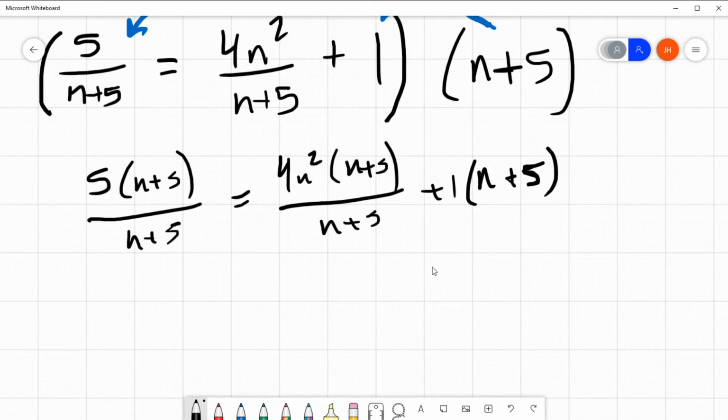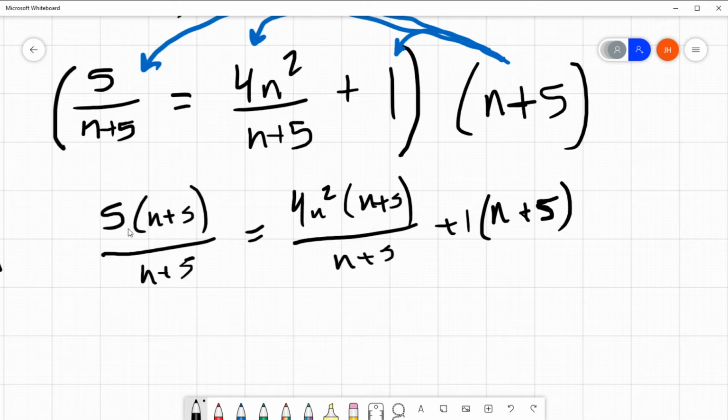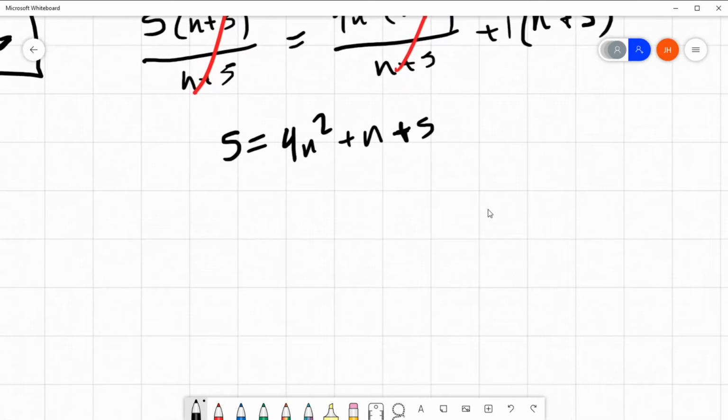So now what can we do with this? Oh, cancel all the n plus 5s out. Yeah. So this n plus 5 cancels, this one cancels, and we will end up with 5 equals 4n squared plus n plus 5. And now we just need to solve this equation.